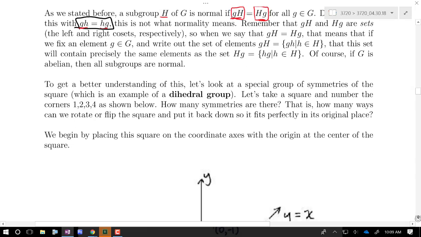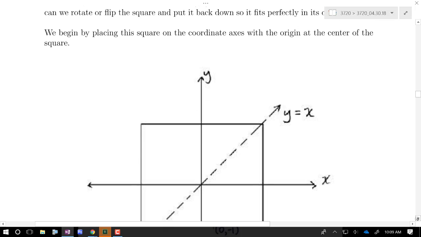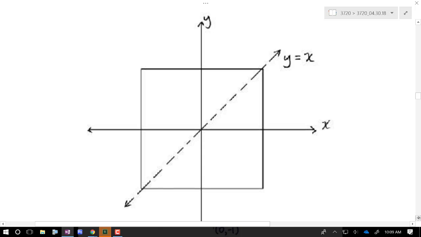So here's our first look at a non-abelian group. This is a dihedral group of order 8, and here's what we're going to start off doing. So imagine we have a square.